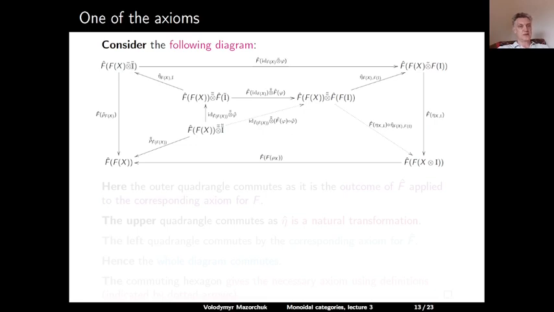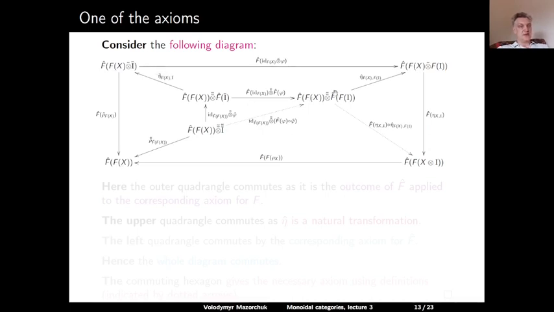F of x tensored with the identity goes to f of x tensored with f of the identity, and then this goes to f of x and f of x tensored with the identity. We take this unitor diagram and we apply to it the functor f hat. So we get the corresponding quadrangle f hat applied to the unitor diagram for f.